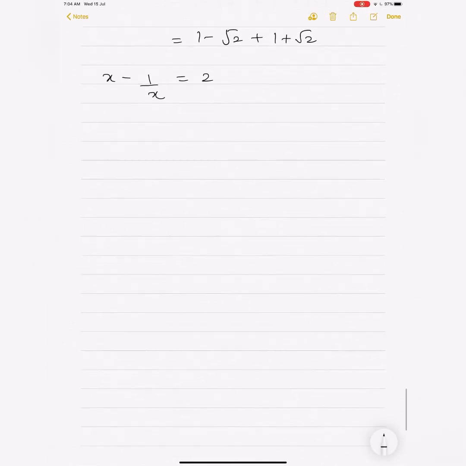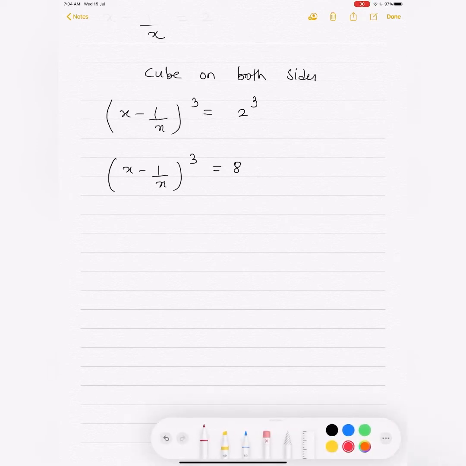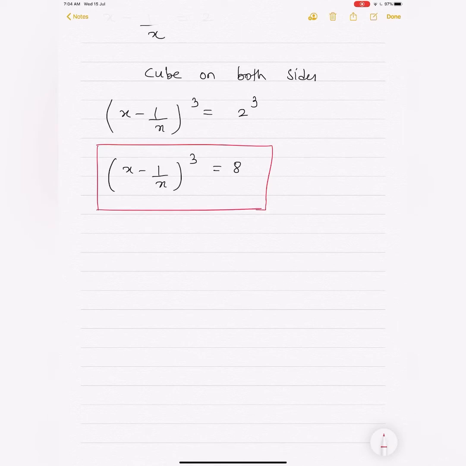So what you do, just do cube on both sides. What will we get? X minus 1 upon x, the whole cube, is equal to 2 cube. Okay, we don't need to expand this, sorry. Guys, remember, don't expand this by mistake. Okay, because we are asked to find the value only of x minus 1 upon x, the whole cube. So that's your answer, guys, the third part. Okay, now next problem.